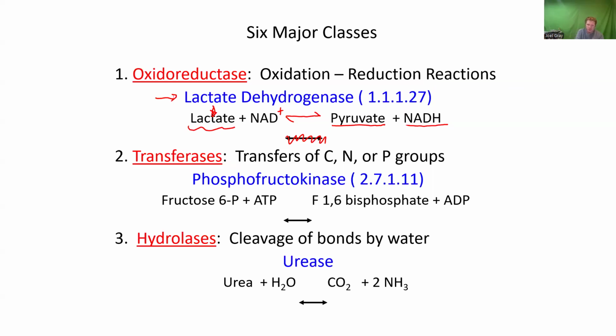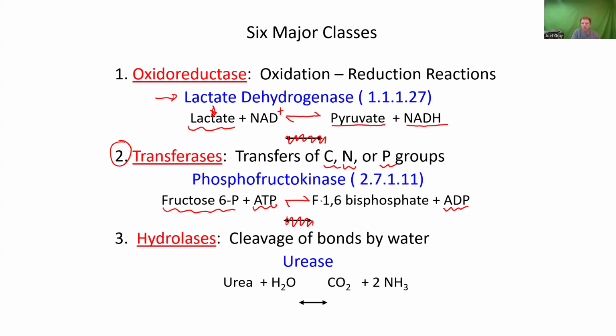Now, a transferase, what does a transferase do? That 2 indicates, when you see it, an enzyme that transfers a group. For example, it transfers a carbon, nitrogen, or phosphorus group. We will see phosphofructokinase, because it's a key step in glycolysis. This enzyme takes the substrate fructose 6-phosphate and ATP, or adenosine triphosphate, and makes fructose 1,6-bisphosphate and adenosine diphosphate, ADP.